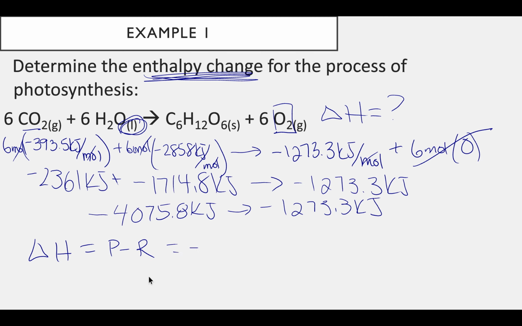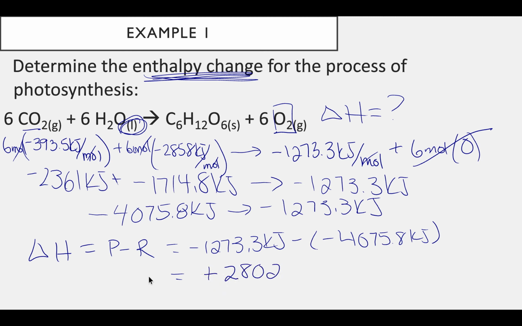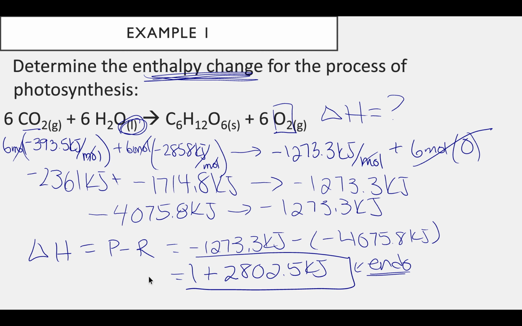So then we'd have negative 1,273.3 kilojoules minus negative 4,075.8 kilojoules. And we would do the math and we would see our value is positive 2,802.5 kilojoules. So that would be the enthalpy of the reaction for photosynthesis. And hopefully that would make sense because that number that we're getting out is endothermic. And we know that photosynthesis harnesses that sun energy and it should be an endothermic reaction.